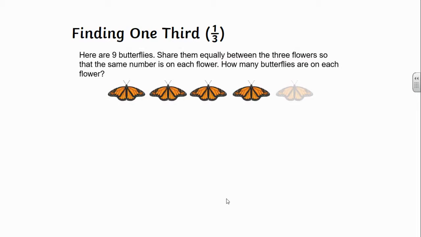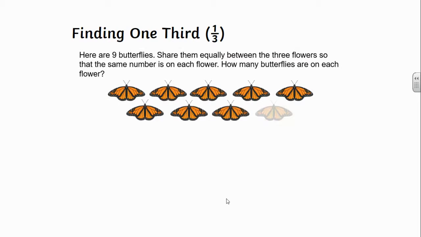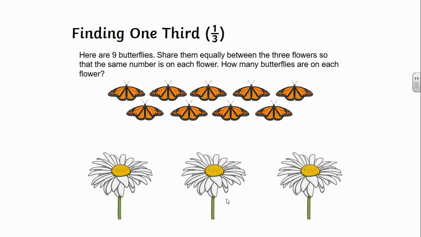Here are 9 butterflies. Share them equally between the 3 flowers so that the same number is on each flower. How many butterflies are on each flower? Please have a go at it. Let's see.